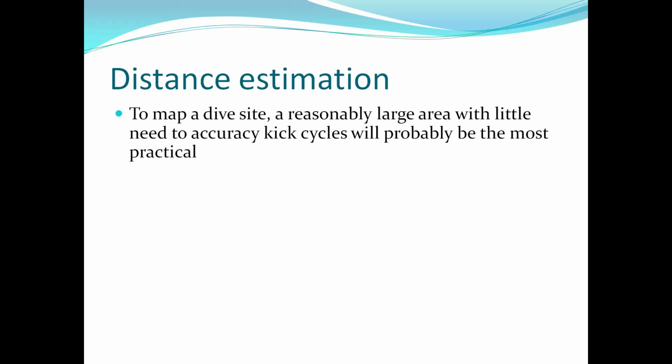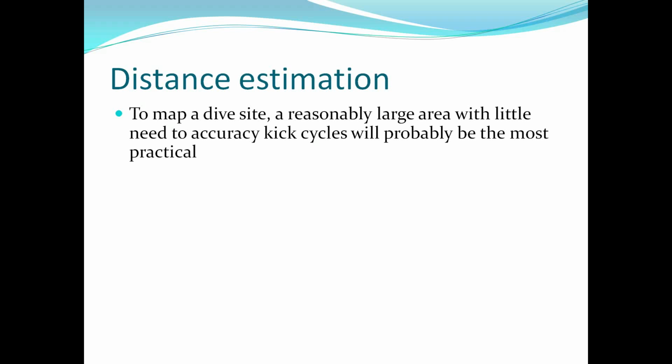To map a dive site or a reasonably large area with little need for detailed accuracy, kick cycles will probably be the most practical. Kick cycles do have a downside, which is that obviously if there is a current present, then the accuracy drops significantly. If you're swimming into a current, it's going to take you many more kick cycles to swim the same distance as it would if you were swimming down current, fairly obviously.